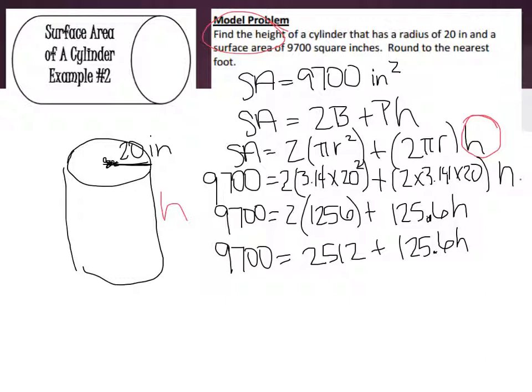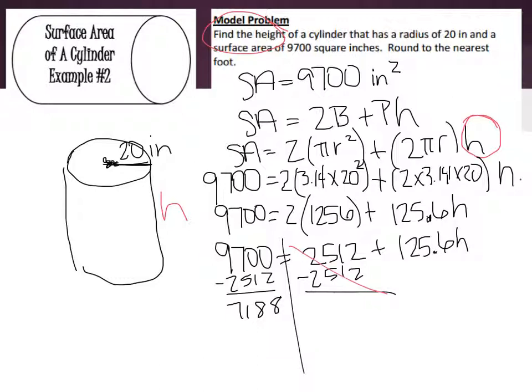Now it's just a two-step equation. I'm going to subtract and divide. Splitting the equation into two parts, if we subtract 2,512 from both sides, we find that 9,700 minus 2,512 is 7,188. If I subtract, they're going to cancel out on the right, and this has to equal my circumference times my height, or my lateral surface area. So the part that would have a label would have to equal 7,188 because I took the two bases off.